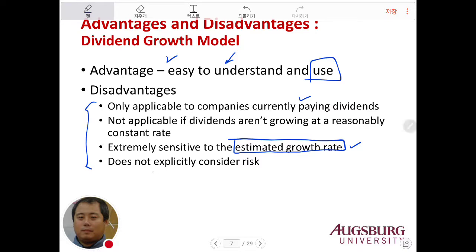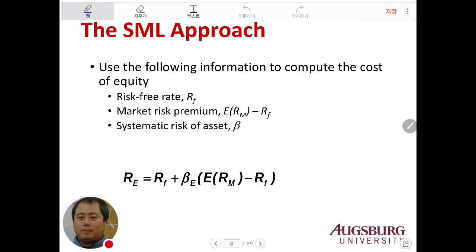And then it does not explicitly consider the risk. There's no risk factor. Probably the price information is the only risk factor, but it's not an explicit factor. It's an implicit factor, right? So this does not have any risk factors that we can see. So that's the disadvantage. To overcome this problem, there's another approach called the SML approach.